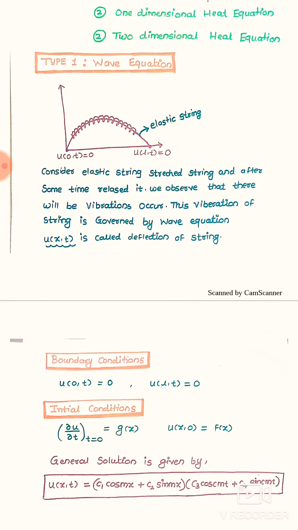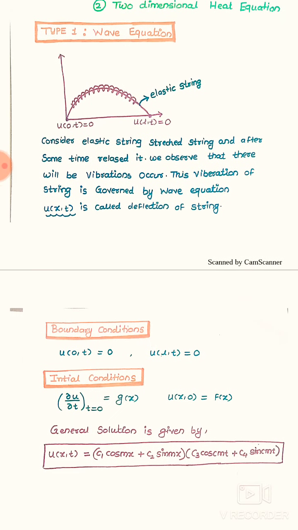For that we require the boundary conditions and initial conditions. Let's see the boundary conditions. This string is considered with both ends fixed, whose one end is at origin, that is u of 0,t is 0. This is the first boundary condition, and the second boundary condition is u of l,t is equal to 0. Means at both the ends deflection is 0.